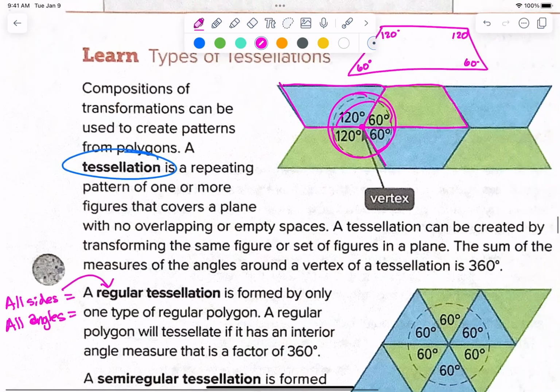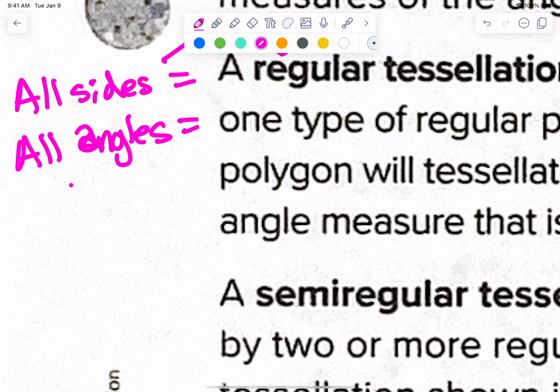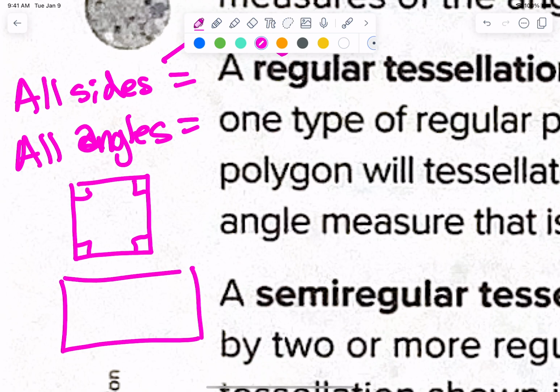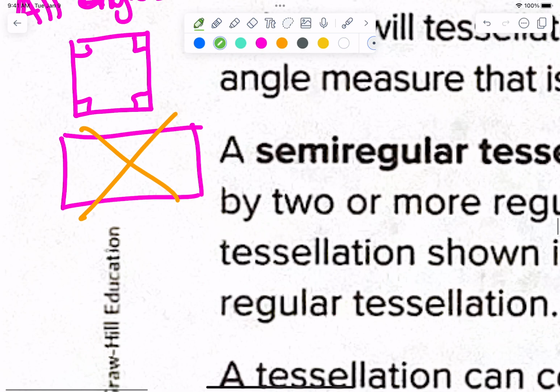So in my trapezoids that I had up here, are those regular figures? The sides are not all the same, and the angles are not all the same. Some of them are 120, some of them are 60. Not all 4 of them are the same, okay? So a regular figure would be maybe a square, right? What about a rectangle? Is that a regular object? The sides are not the same, so a rectangle does not work.